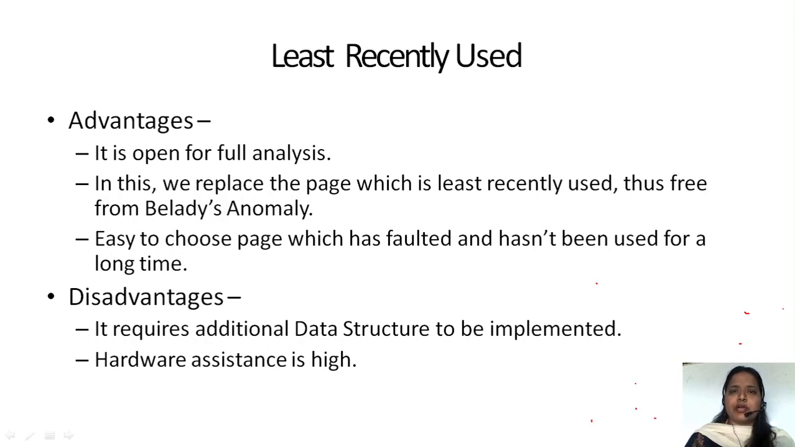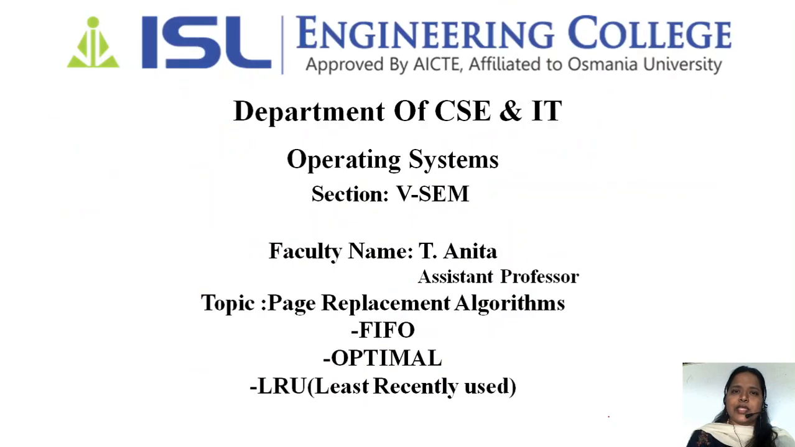Why? Because here we are not predicting anything, we are seeing the past pages which we have used. Predicting is very difficult, but we know what pages we have used, and out of those pages which page we have least used, that is much easier than predicting the future. So that is one of the advantages of the least recently used algorithm. But the data structures to be implemented are a bit difficult. It is the drawback we face in this algorithm, and we need hardware assistance to know which page has been least recently used.